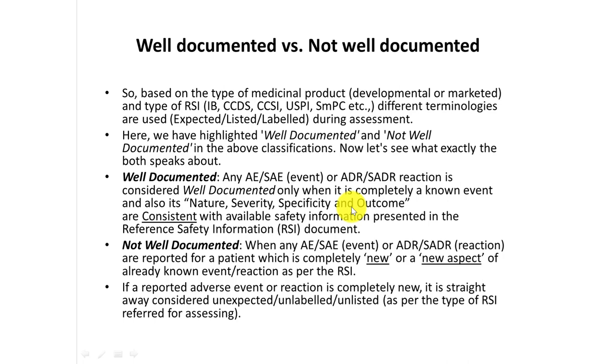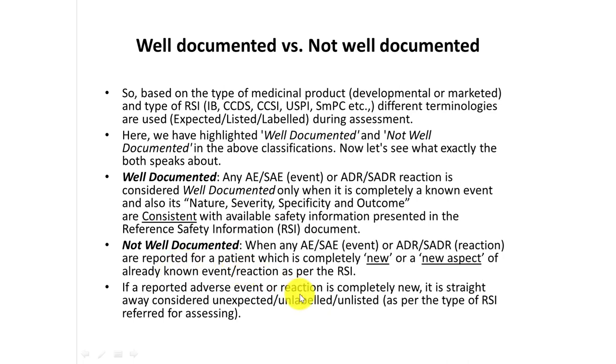In short, for better explanation, this is called well documented, whereas only partial matching is not. So in adverse reaction, you have to match nature, severity, specificity, and outcome. Then it's called well documented. If your reported adverse reaction's nature, severity, specificity and outcome match the RSI information, then it's called well documented. If it is a new adverse reaction or a new aspect, meaning one of the criteria is not matching, that is called not well documented.